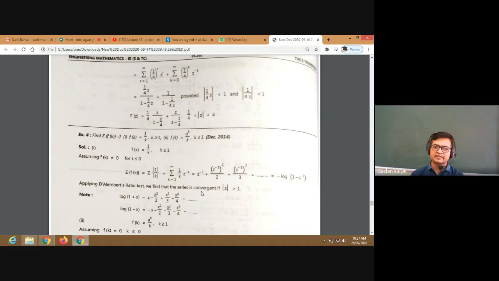We find the series is convergent if mod of z. Actually, this series is convergent in only mod z greater than 1. Always remember this log series is always convergent in mod z greater than 1, or I can say the exterior part of the circle with radius 1. Because we know to this series there is a problem with z equal to 0, isn't it?